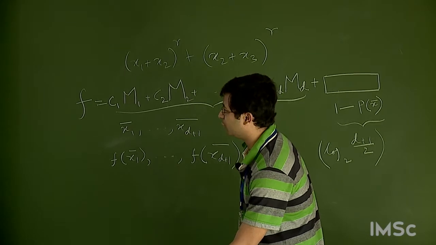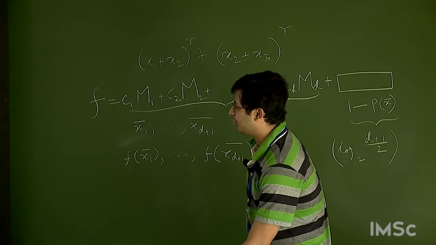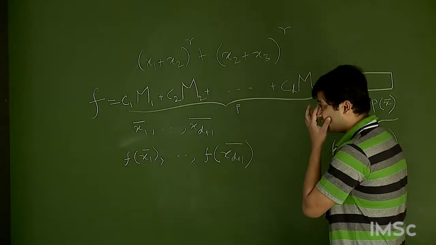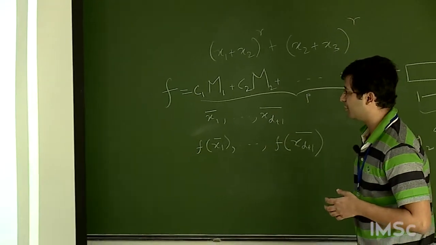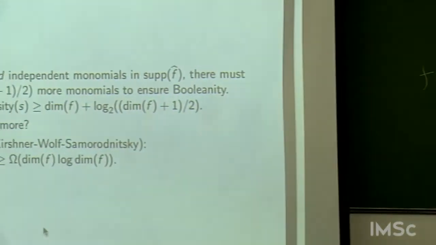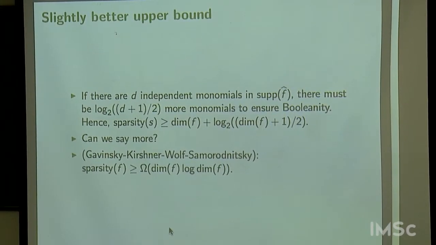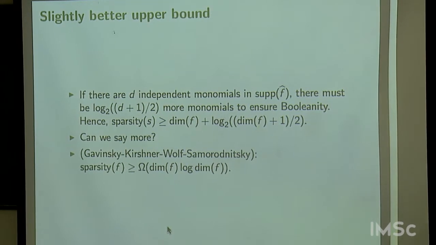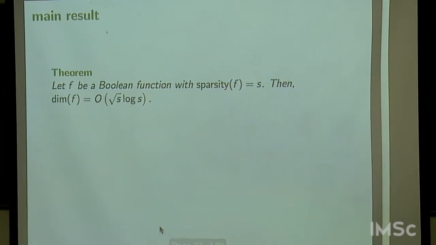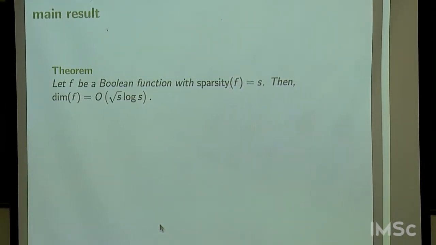So the question is, can we say more? Prior to this, the best known lower bound on sparsity was by Gavinsky, Kirchner, Wolf, and Samorodnitsky, and they proved a log dimension lower bound on sparsity. So this is the main result of this talk. Actually, the upper bound can be improved a lot, and one can show that the dimension is order of square root of s log s.